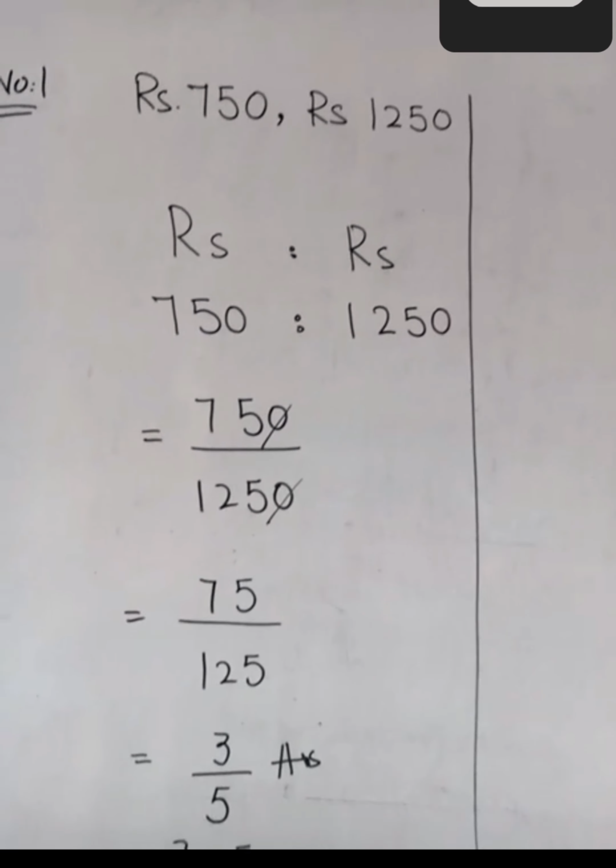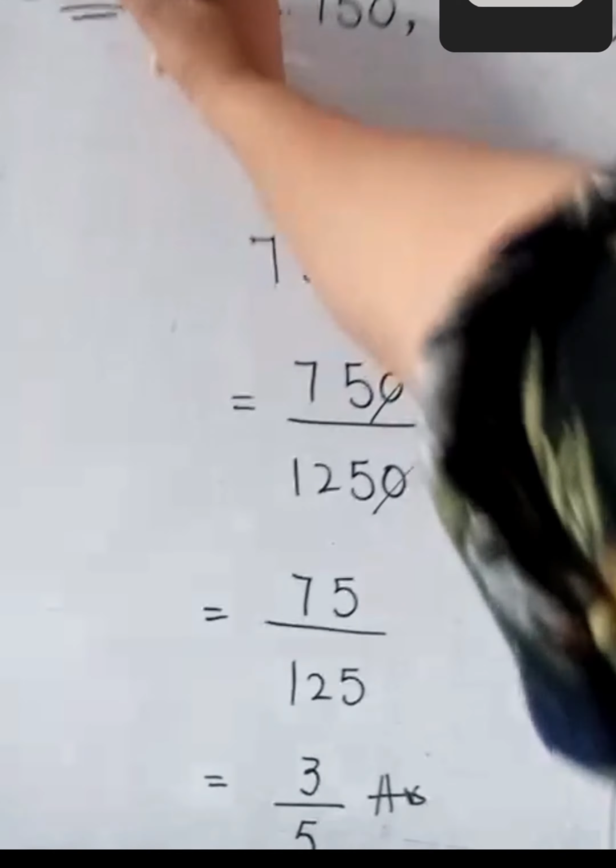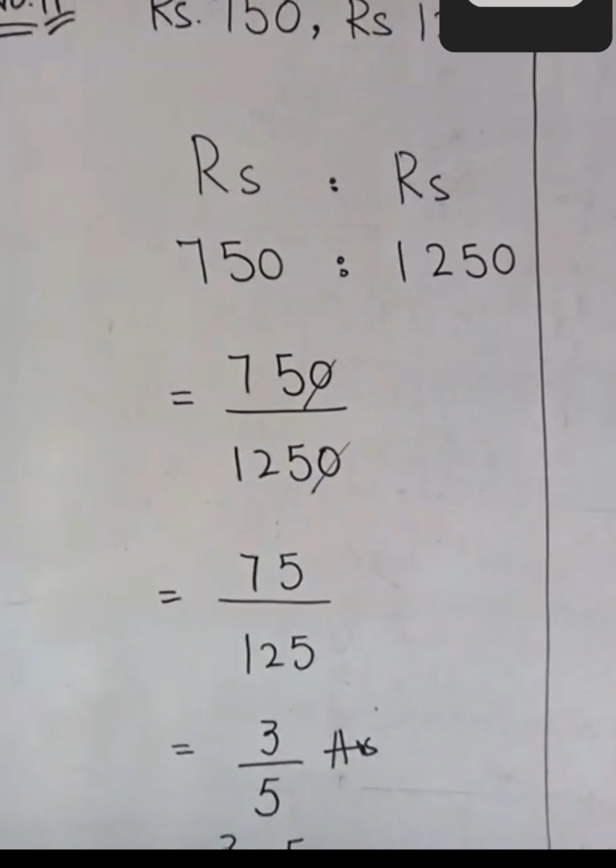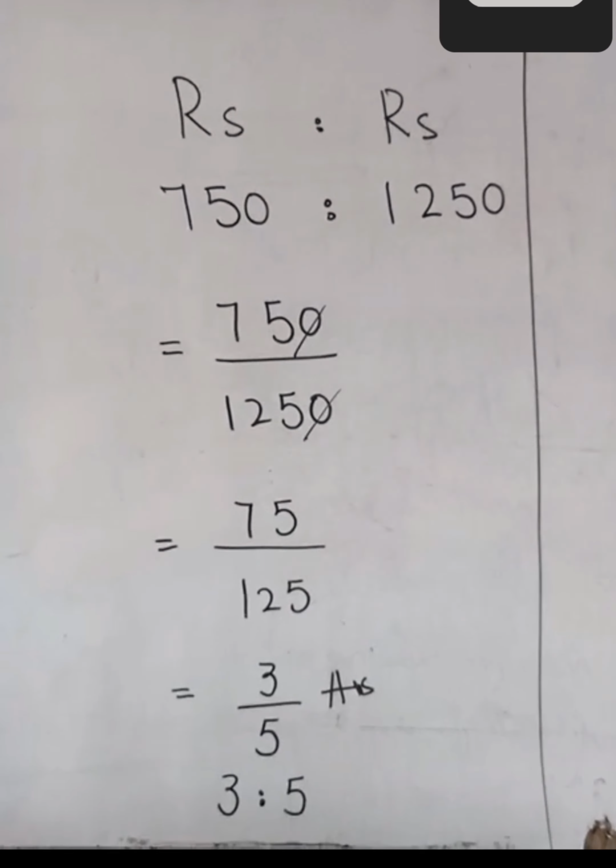Clear? Okay, that was part number 1. Now come towards the next part: 450 centimeter and 3 meters. Their units are not the same. Keep in mind, when you write your answer in ratio, ratio is unitless. Unitless means your answer of ratio has no unit.